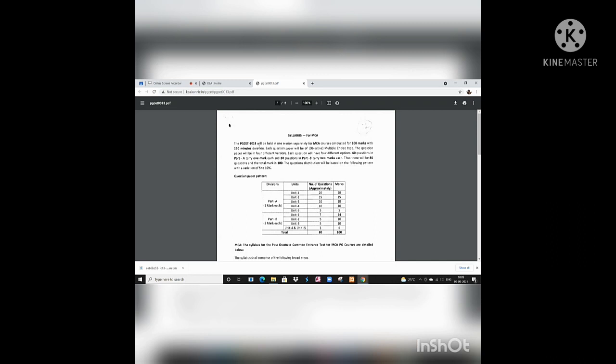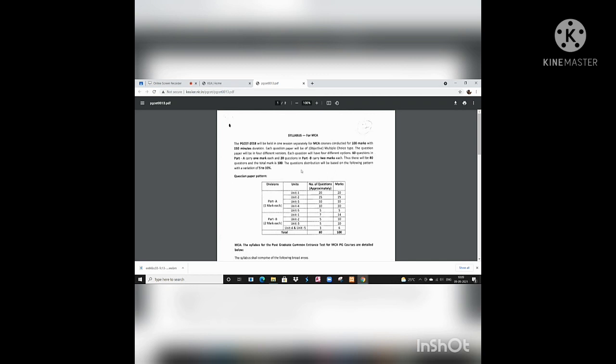The PGCET 2021 will be held in one session separately for MCA courses, conducted for 100 marks with 150 minutes duration. Each question paper will be objective, that is MCQ, multiple-choice type. The question paper will be in four different versions, A, B, C and D. Each question will have four different options, option A, option B, option C and option D.